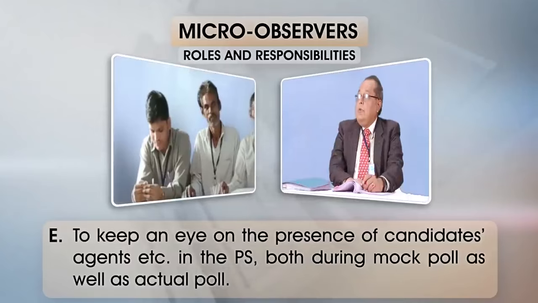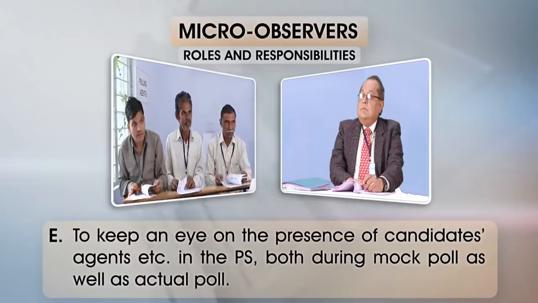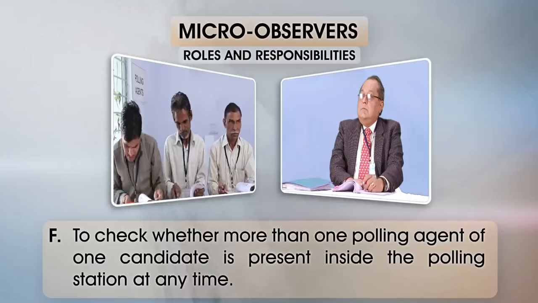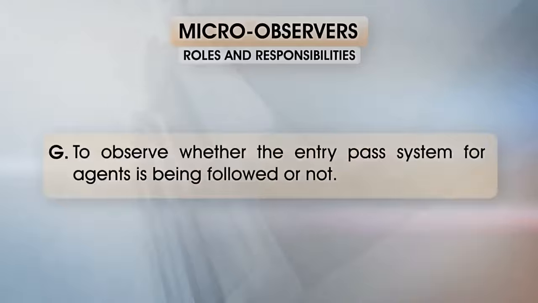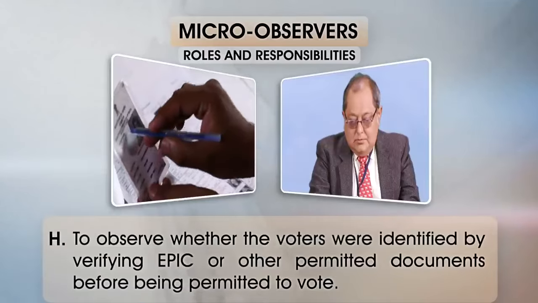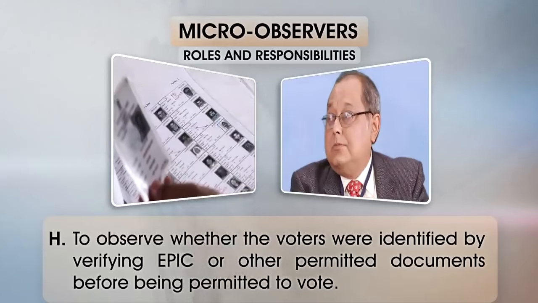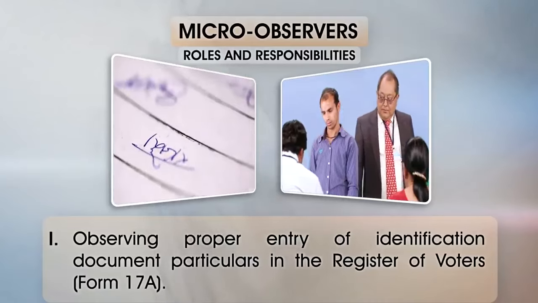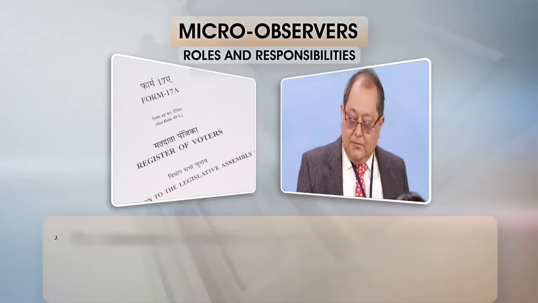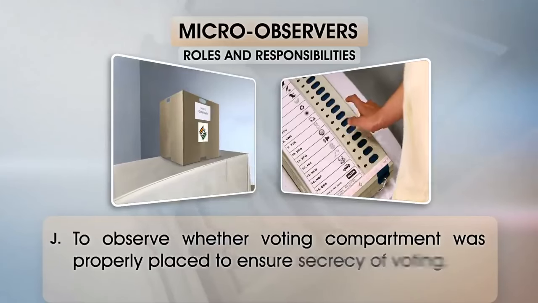To keep an eye on the presence of candidates' agents, etc. in the PS both during mock poll as well as actual poll. To check whether more than one polling agent of one candidate is present inside the polling station at any time. To observe whether the entry pass system for agents is being followed or not. To observe whether the voters were identified by verifying EPIC or other permitted documents before being permitted to vote. Observing proper entry of identification document particulars in the Register of Voters Form 17A. To observe whether voting compartment was properly placed to ensure secrecy of voting.